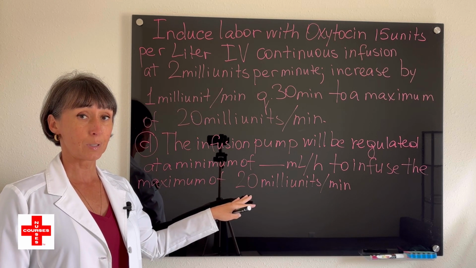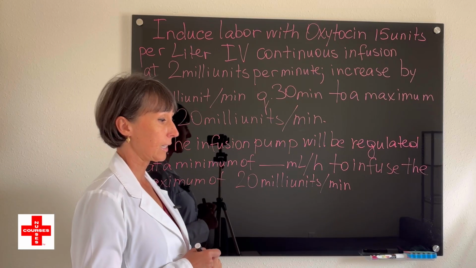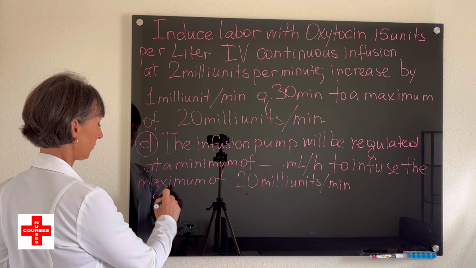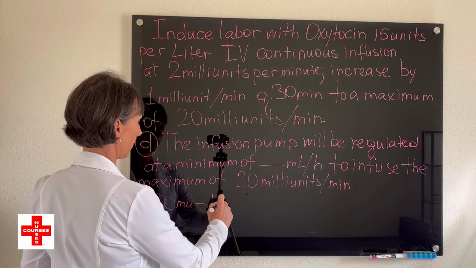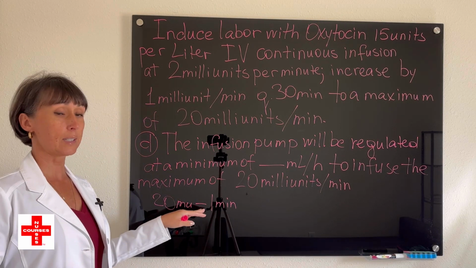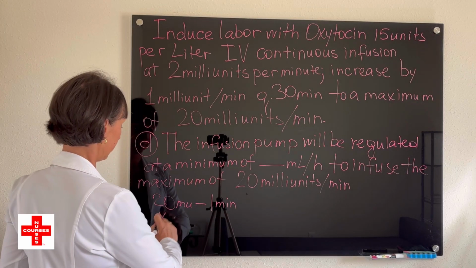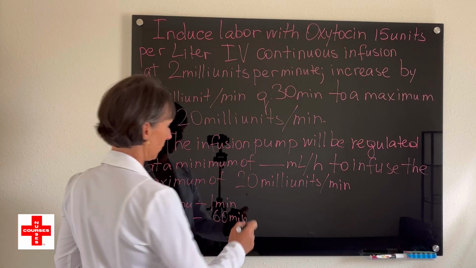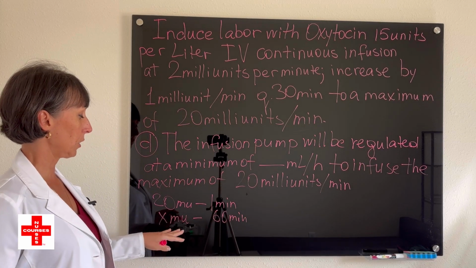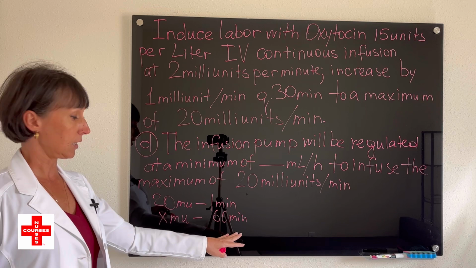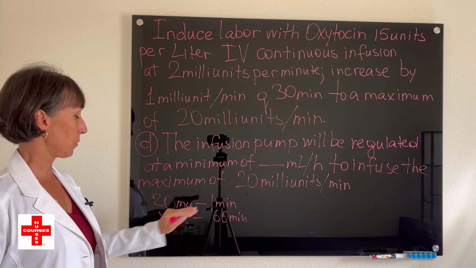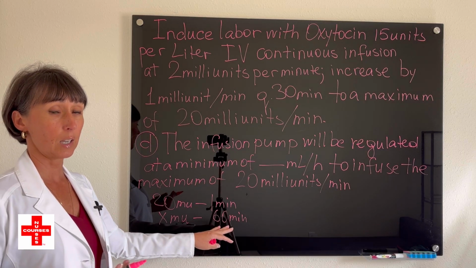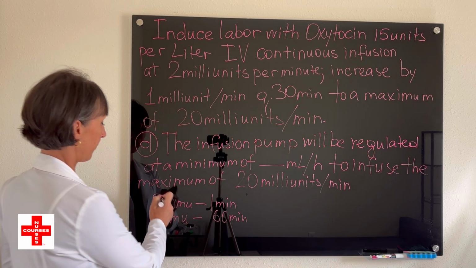We're going to set it up using the DKP method. We're going to say 20 milliunits are going over 1 minute. 20 milliunits is 1 minute. What does it mean per hour? X milliunits is in 60 minutes infusing. So 20 milliunits, 1 minute, X milliunits in 60 minutes. I'm trying to find how many milliunits are going to go over 1 hour.